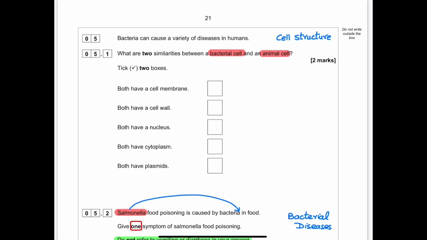Question number 5. Bacteria can cause a variety of diseases in humans. 5.1. This question is from cell structure. What are the two similarities between a bacterial cell and an animal cell?